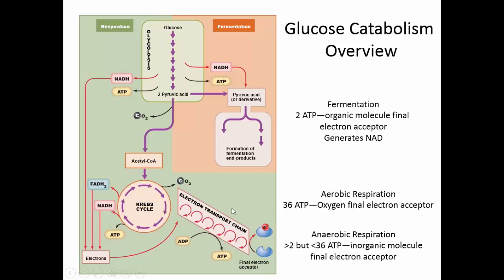In anaerobic respiration, we get more than 2 ATP. We get more than what we would get out of glycolysis, but we don't quite get as many as we get out of aerobic respiration. The electron transport chain is not quite as efficient with anaerobic respiration. We still get a good many ATP. The difference between aerobic respiration and anaerobic respiration is the final electron acceptor. This is going to be an inorganic molecule.